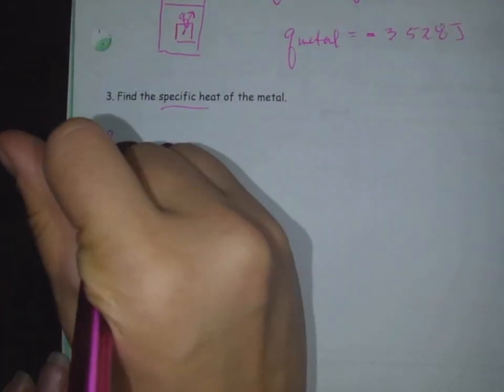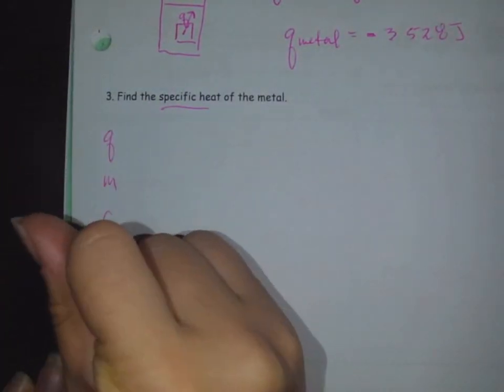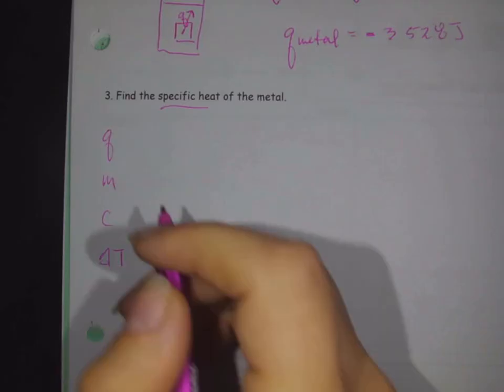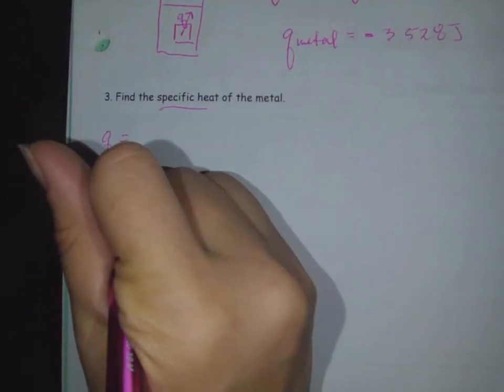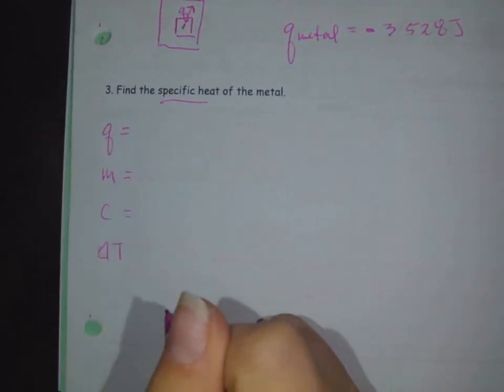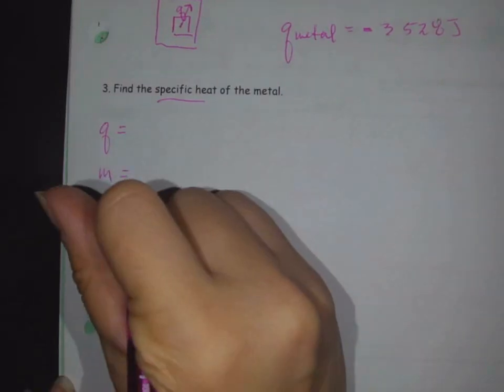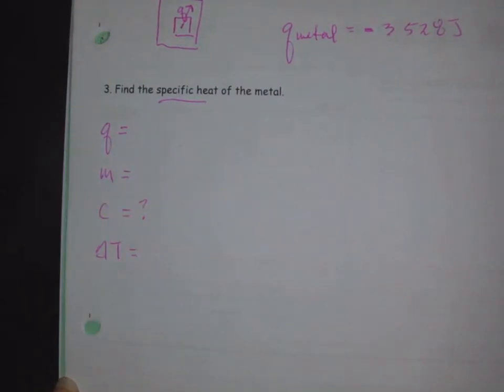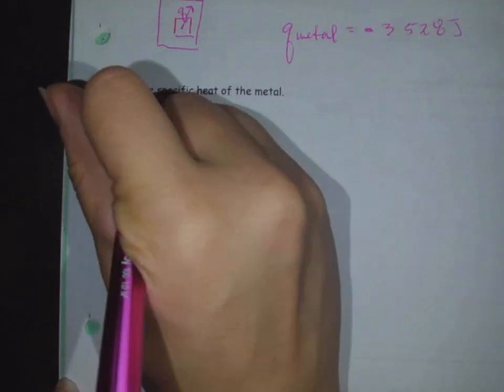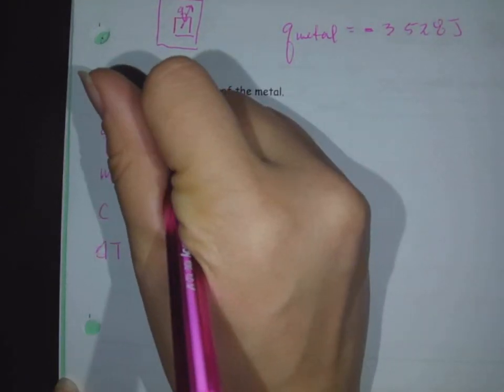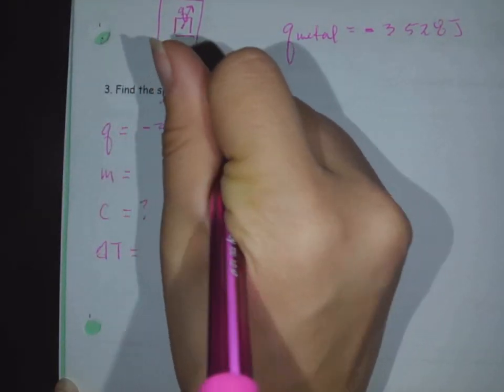So here's all the different parts of this equation. We have the heat of the metal, the mass of the metal, the specific heat of the metal, and the change in temperature of the metal. We're trying to find the specific heat. So we know that the heat released by that metal was negative 3,528 joules.